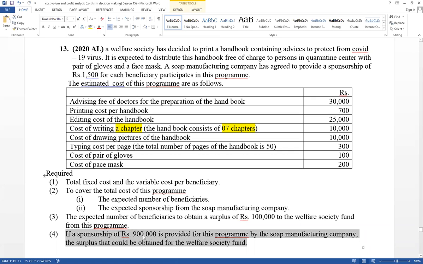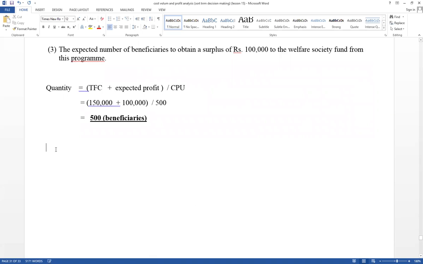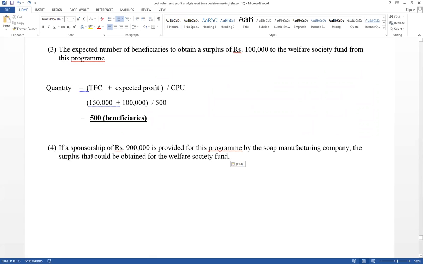Total received amount is 900,000. In this situation, think about how to calculate the profit. 900,000 is received as sponsorship. Fourth requirement, very important: if sponsorship of 900,000 is provided for the program by the soap manufacturing company, what surplus could be obtained for the welfare society fund? First, think about the sponsorship being received for how many persons. 900,000 is received, but it relates to 1,500 per person.